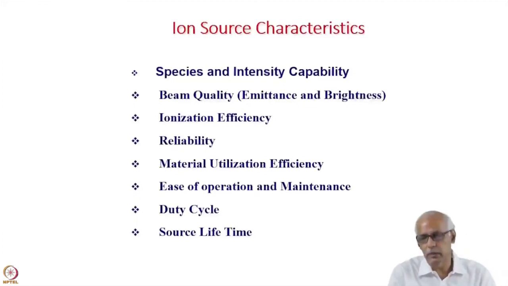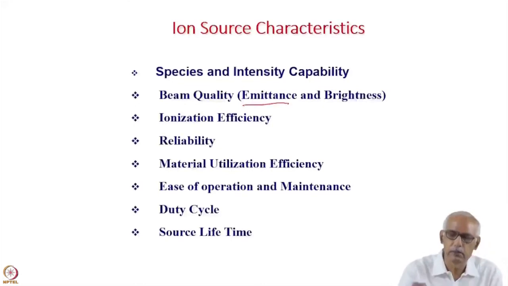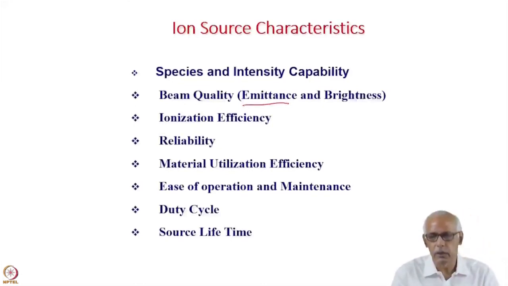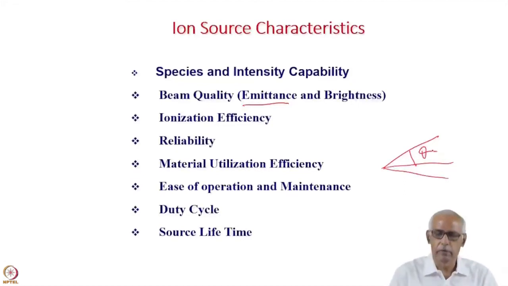And the beam quality. When we talk about beam quality, we talk of brightness as well as emittance. And emittance is the most important parameter. In layman's language, you can say the emittance is nothing but similar to divergence. So if the divergence of the beam is large, then of course the emittance is similar to that, but it is in phase space. And therefore, like divergence should be small, emittance also should be small.